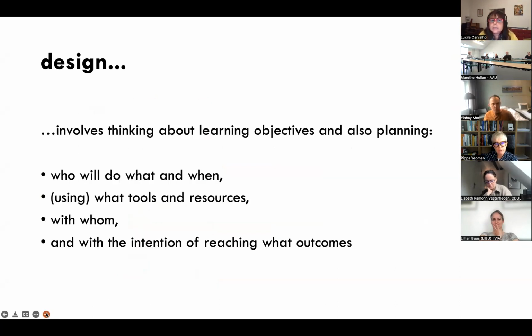One of the key things is that when you think about teaching, we think about the learning objectives and everything that's going to be in place. But we also have this moment of planning where, as teachers or as designers, we think about who will do what and when, what tools people are going to be using, with whom they are going to be working, and with the intention of reaching what outcome. So there's all this thought process that goes on before we actually interact with our students.